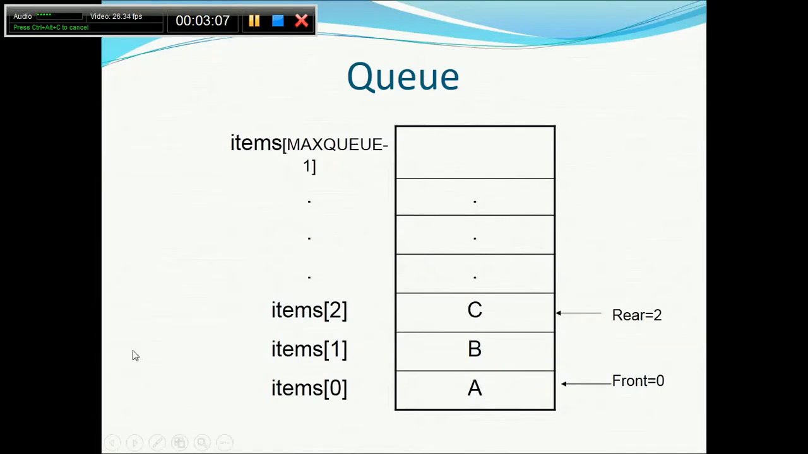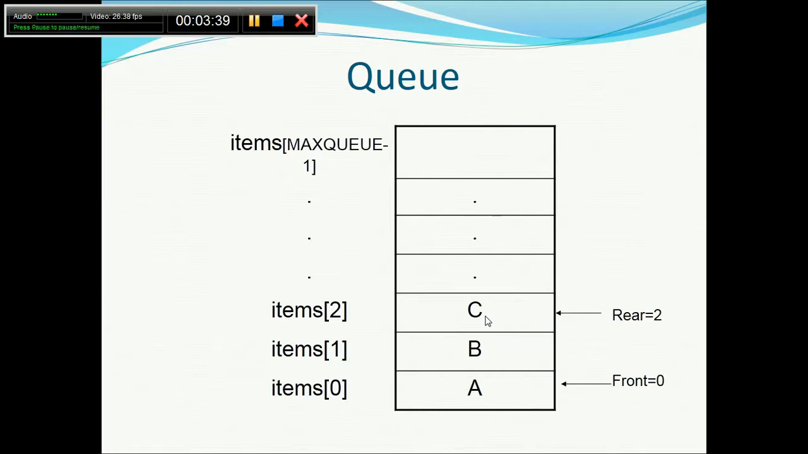You can see here, suppose it is an array representation. Suppose the maximum number of elements that I can store in this queue is max queue. So the indexes should be 0 to max q minus 1. Now you can see here the rear is pointing to 2. This means the rear points to the element that has been inserted in the queue last, that particular index.